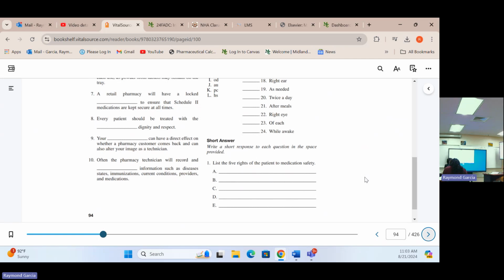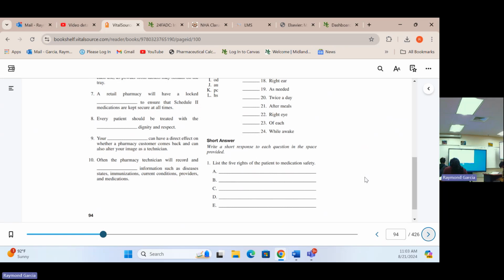The short answer question is: list the 5 rights of patient medication safety. You will find that on page 185. The 5 rights of medication used by nurses also apply to pharmacy practice. You're getting into nursing, you're learning a little bit today.